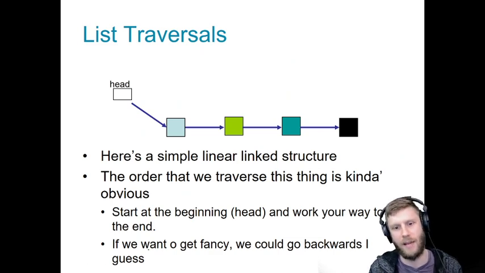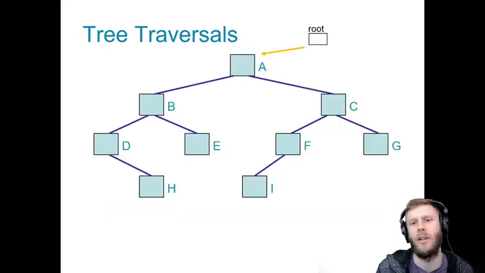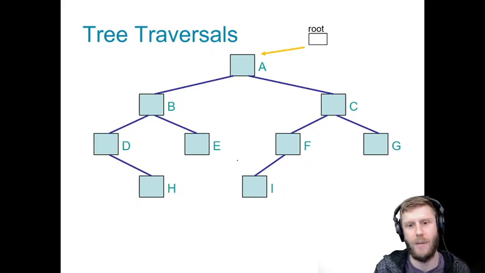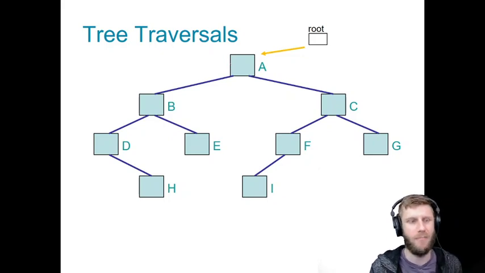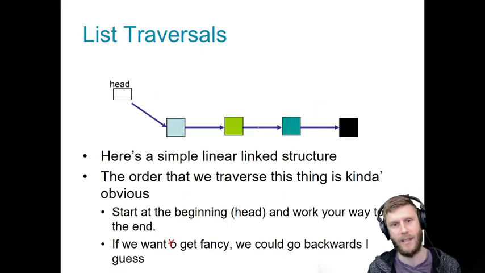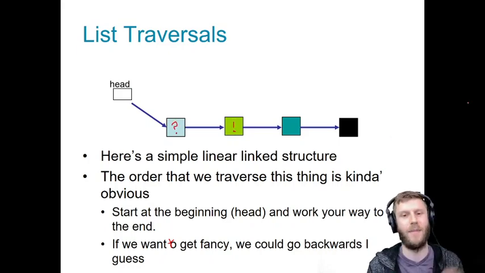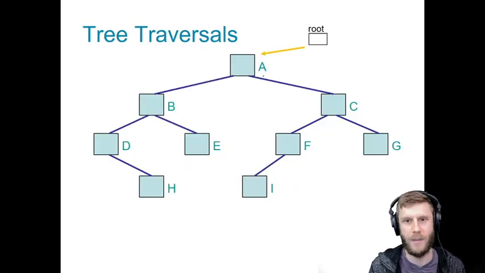I guess we can get fancy. If we want to get fancy, we could go backwards, I guess. Sure. But in a tree traversal, say these things are labeled A, B, C, D, E, F, G, and whatnot, right? The fact that these are labeled doesn't mean that there's an ordering. They're just a label. So if I go here and ask what comes after this thing, well, it's this thing, obviously, because what's next? But here, what comes after A?